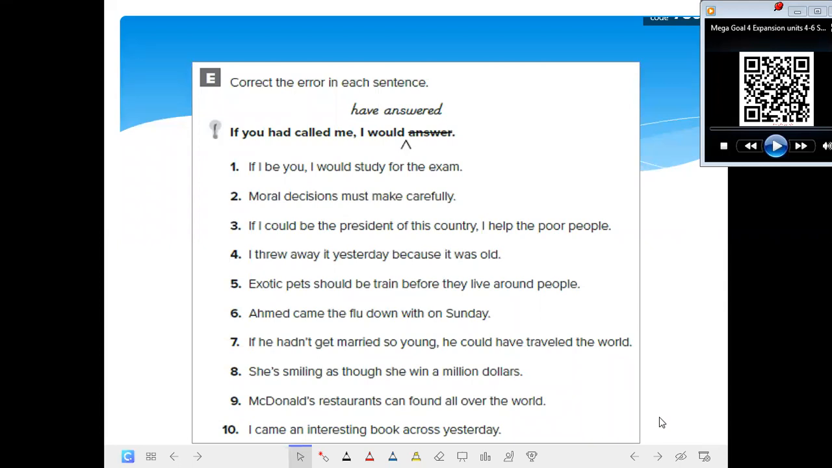Anas, I want you to read number one and tell us what your mistake is. "If I be you, I would study for the exam." If I was you, if I... okay, were. I told you we can use were here with all nouns or pronouns. Okay, so the right answer is, if I were you, I would study for the exam.